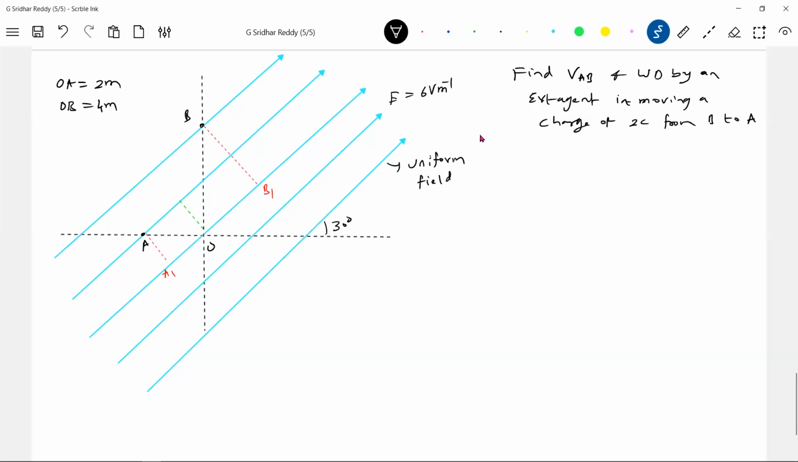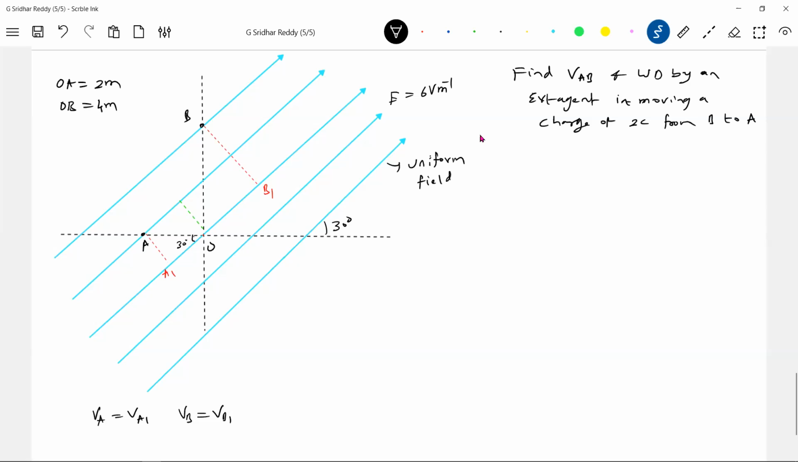So take help of this condition. We know from the diagram, VA equals VA1, VB equals VB1. Any reason? Because A1 lies on one equipotential line, B1 lies on one equipotential line. Now we know this angle is 30 degrees, so this angle will be 30 degrees. It's asking to get the potential difference VAB. So shall we write this as VA1O plus VOB1?